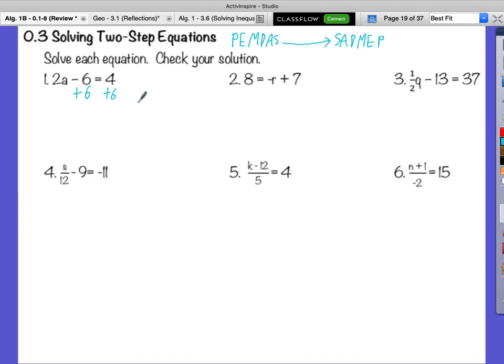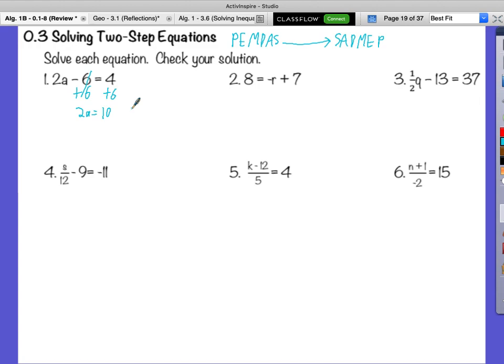Can I add 6 to 2a? No, but what's -6 plus 6? 0. That's why we did that. So now we're left with 2a, and then 4 plus 6 is 10. Now we have the equation we had last time, 2a is equal to 10. This is just like what we would have had on the last worksheet, or the warm-up today, okay? So now we're down to a 1-step.